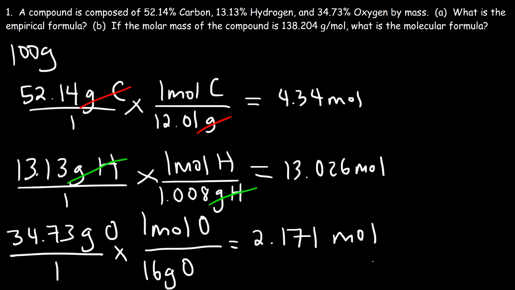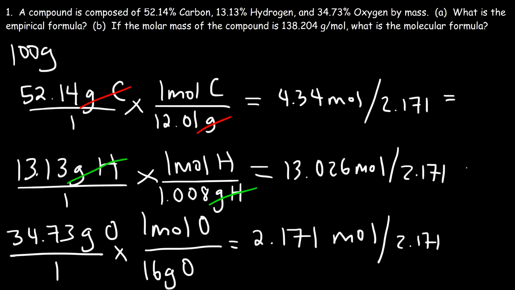Now, what you need to do next is identify which number is the smallest. Clearly, it's the moles of oxygen. So what you need to do is divide every quantity that you have by the smallest of the three values, in this case, the moles of oxygen. Ideally, you want to get a whole number. 4.34 divided by 2.171, that is about 2. It's 1.999, but you want to round it to the nearest whole number if possible.